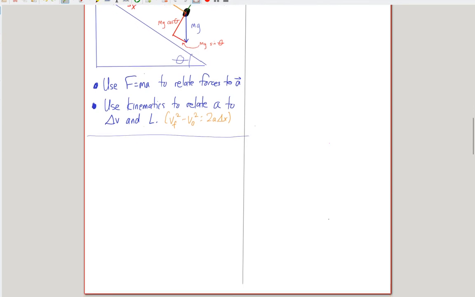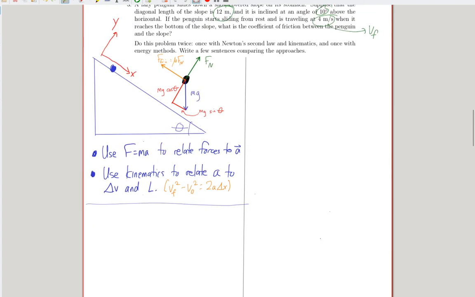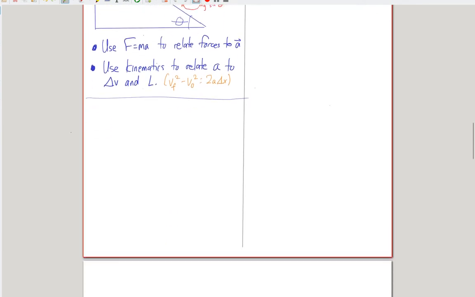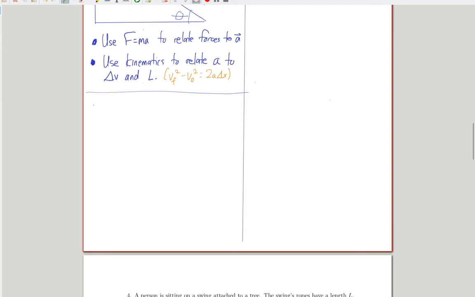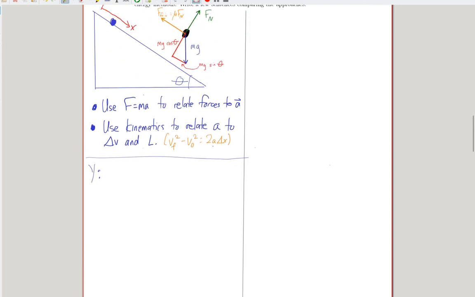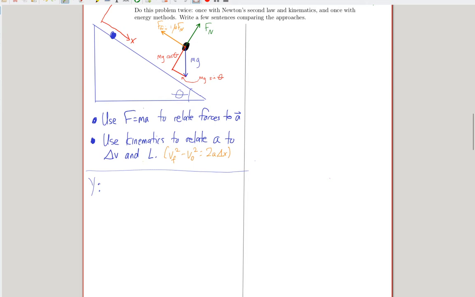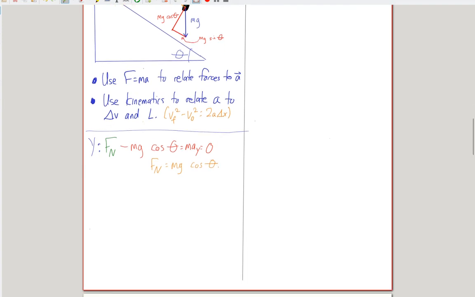So in using F equals ma, since I have things happening in both x and y, I need to think about both x and y directions. So in y, looking at my force diagram, I just have that the normal force minus mg cosine theta equals may, which is 0. And that tells me straight away that the normal force is mg cosine theta. Shouldn't be surprised by that. We've seen that pattern before.